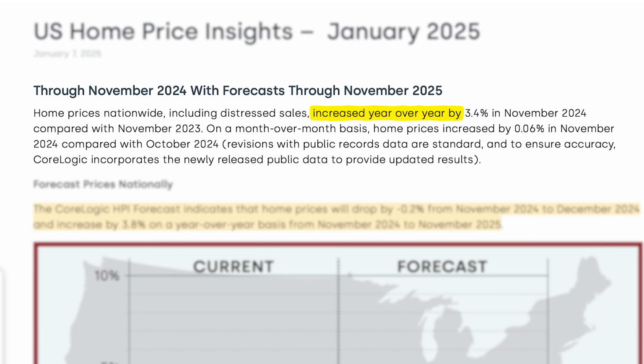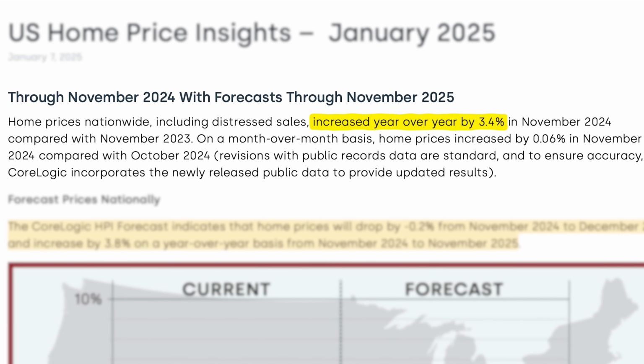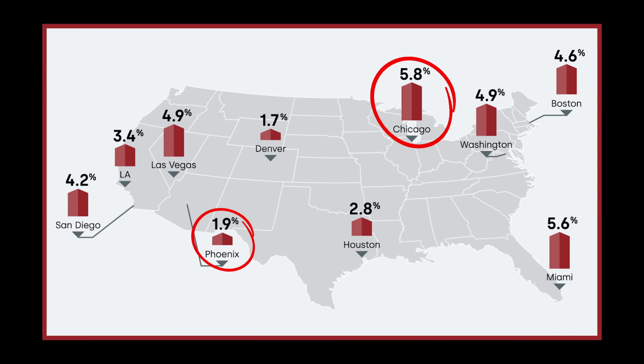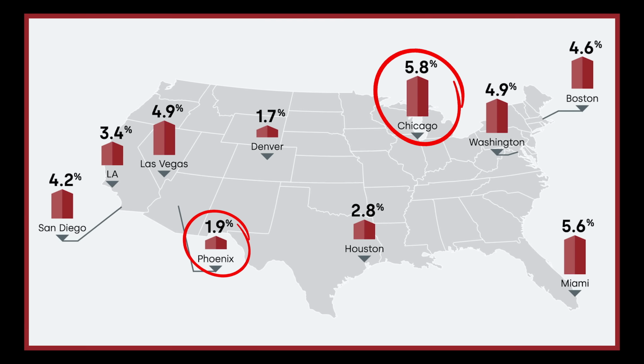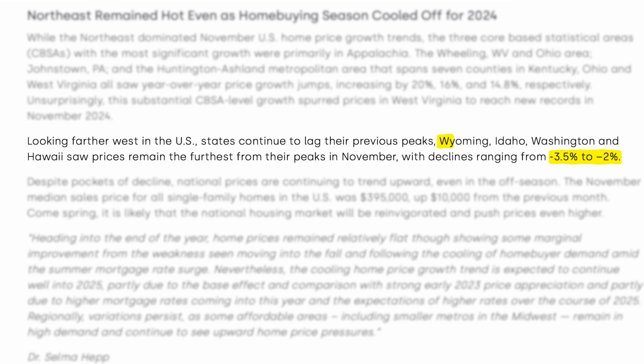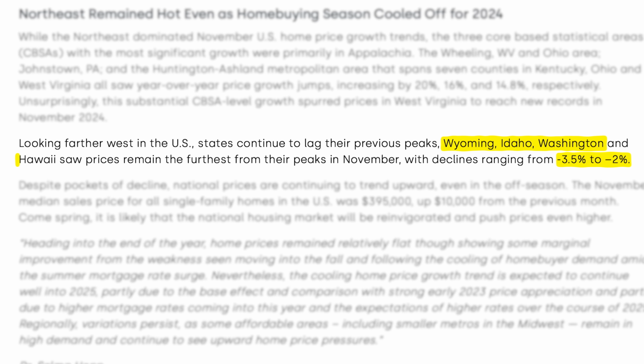Look, it's no surprise, despite national mortgage rates remaining above 7%, housing prices in 2024 have defied the odds, having increased by an average of 3.4%. But in terms of what's happening in 2025, you better get ready. The top 10 metros saw average gains of 1.9 to 5.8%, with the highest returns coming from Miami and Chicago. Meanwhile, the worst markets saw average declines of 3.5 to 2%, including Wyoming, Idaho, Washington, and Hawaii.